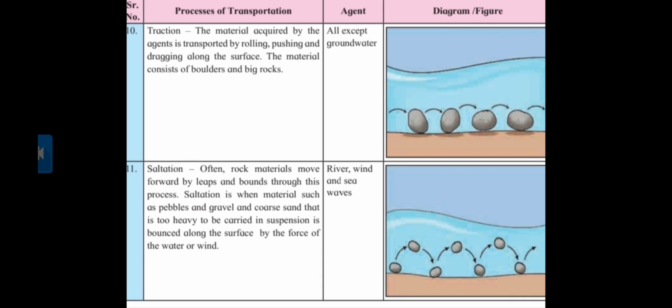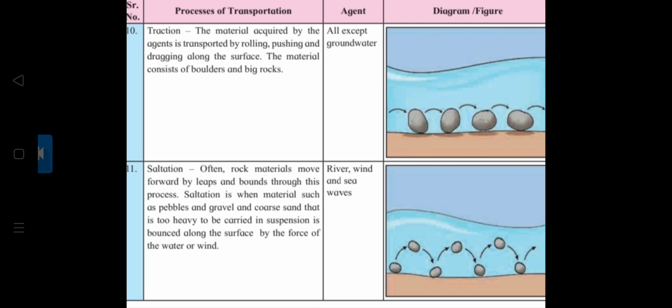Traction. The material acquired by the agents is transported by rolling, pushing and dragging along the surface. The material consists of boulders and big rocks. Now over here in traction, what happens? How does the process of transportation take place? Here they are transported by rolling, pushing and dragging along the surface. The material consists of boulders and big rocks.